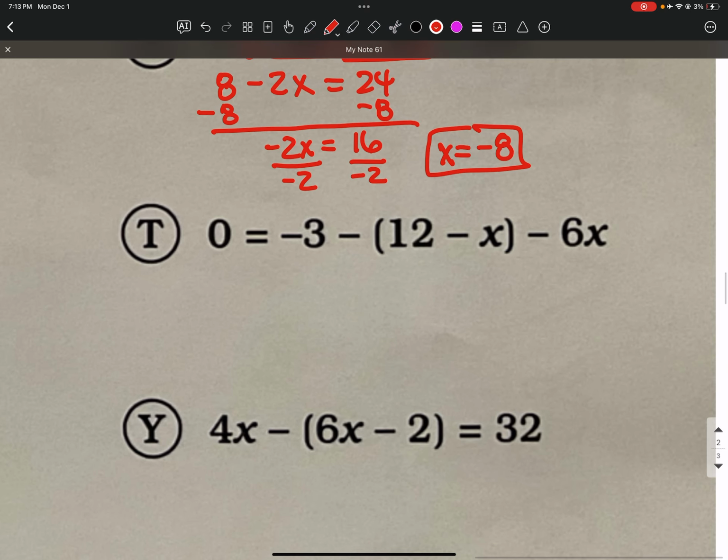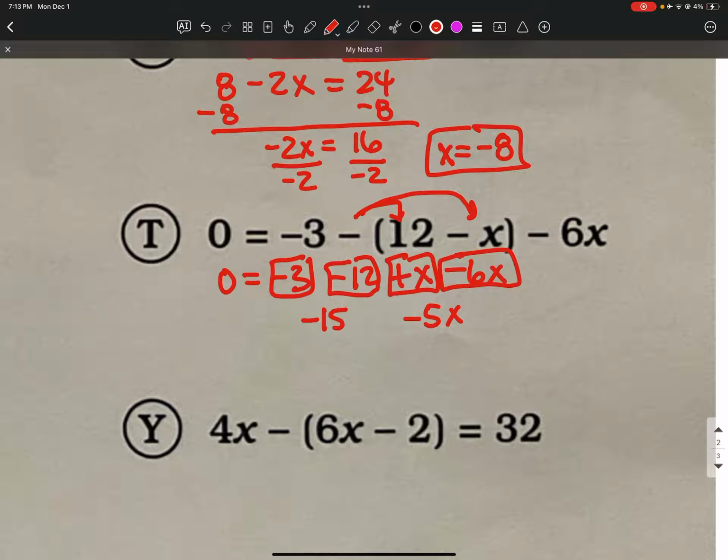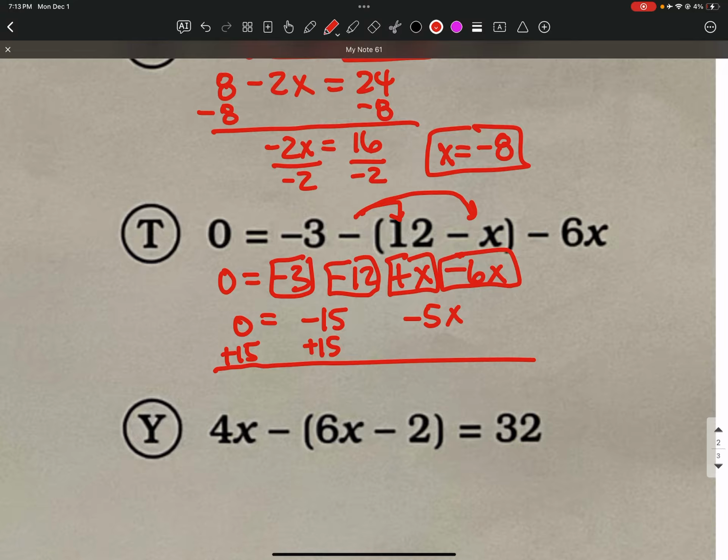Okay, over here, let's see. 0 equals negative 3. Negative times 12 is negative 12. Negative times negative x is positive x minus 6x's. Positive x's minus positive 1x's minus 6x's is negative 5x's. Negative 3 minus 12, that's negative 15. So 0 equals negative 15 minus 5x's. Okay, let's add 15 to this side to move it over here with this one. And we get negative 5x's equals positive 15. And we divide by negative 5. X equals negative 3.